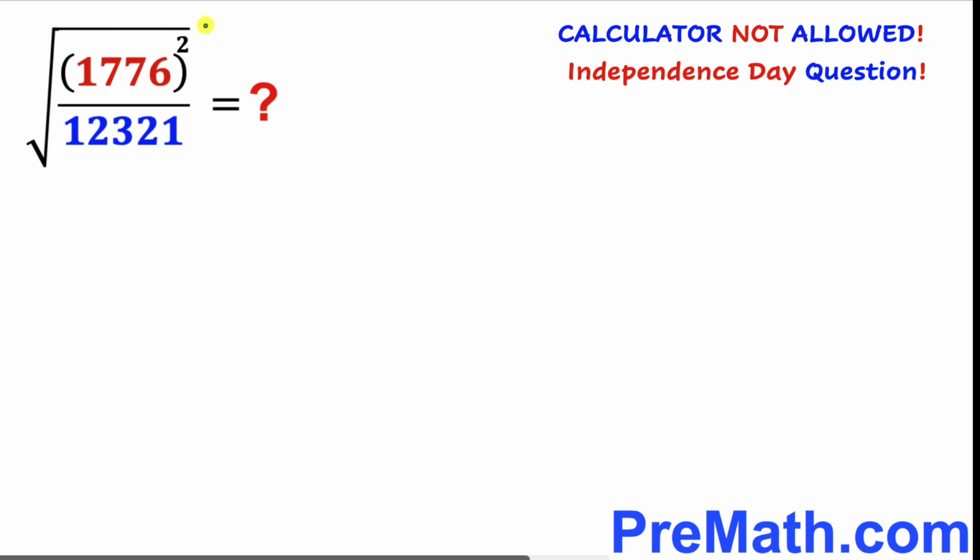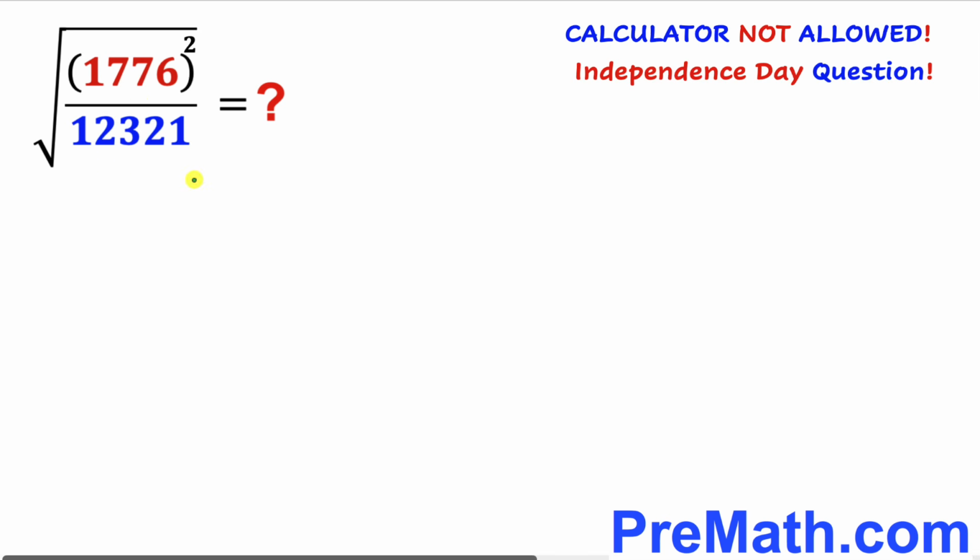Here's our Independence Day related question: the square root of 1776 whole power 2 divided by 12,321. Our task is to simplify this given radical expression and calculate its exact value. Please bear in mind, we are not supposed to be using calculators of any kind.